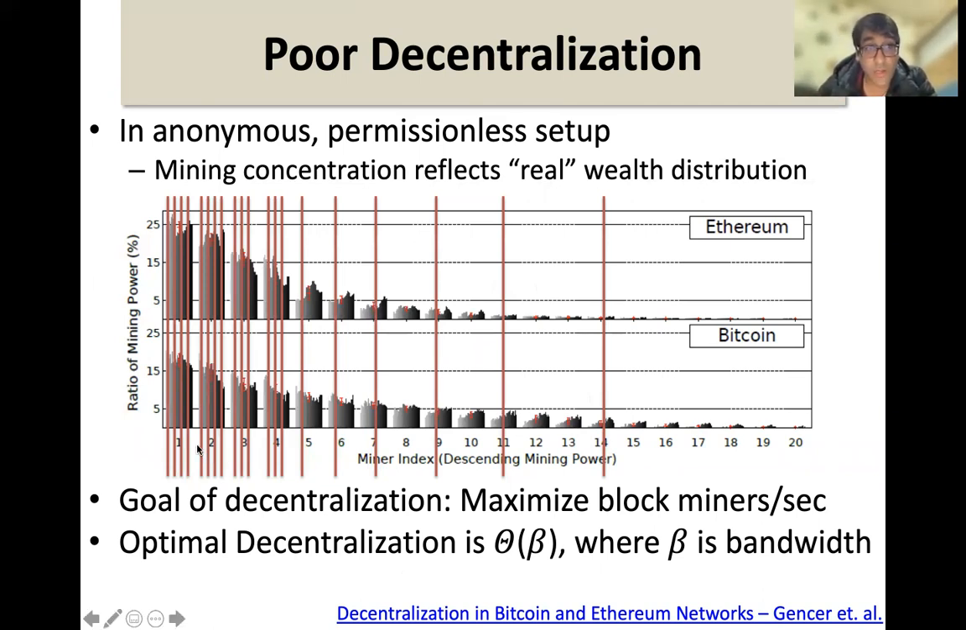You can't control the underlying distribution, right? That's a difficult problem to control. But what you can control is you can design protocols which allow lots of blocks per unit time to be chosen randomly from whoever is on the network. So that's how I like to think about decentralization.